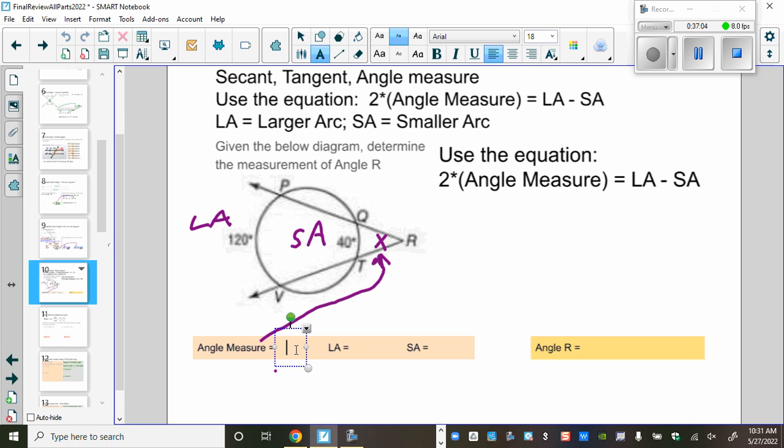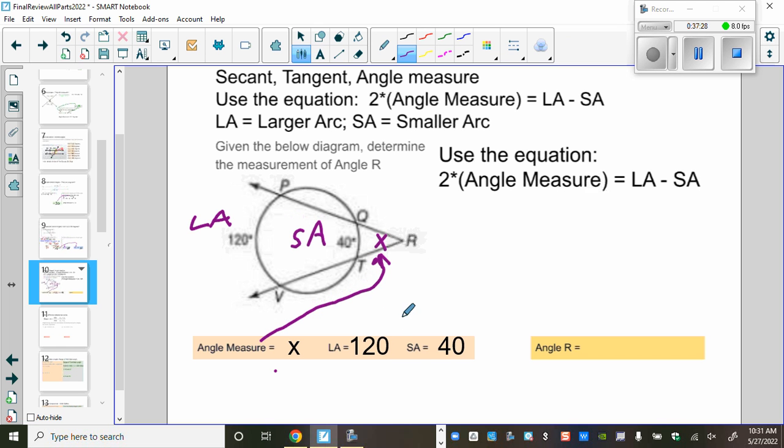We don't know the angle measure. But we do know larger arc, 120. Then the smaller arc is 40. Don't forget the degree symbol. Now, we're going to use this equation right here.